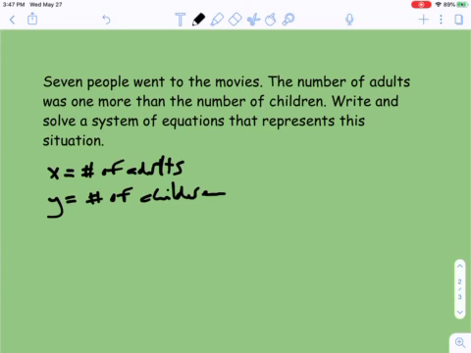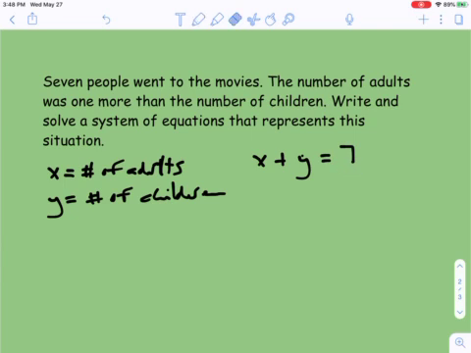And I know 7 people went to the movies. So honestly, it's as simple as this. I don't know who went to the movie. I don't know if they were adults or children, but I know that there were 7 altogether. So there was some combination of adults and children that when I add them together equals 7 people that went to the movies. So that's my first equation. It gives me my total number of people, and it's some combination of them.